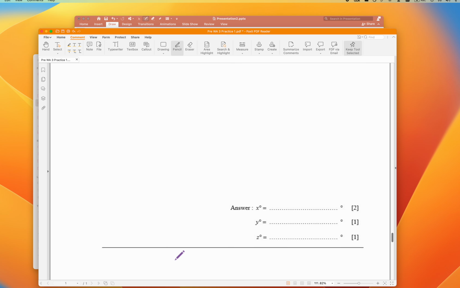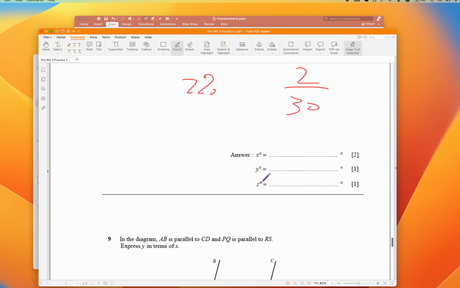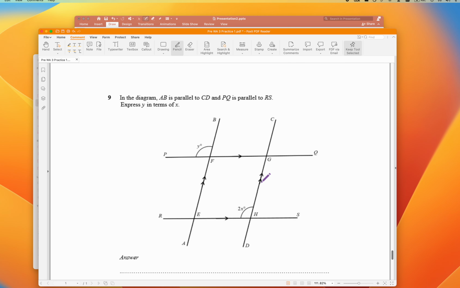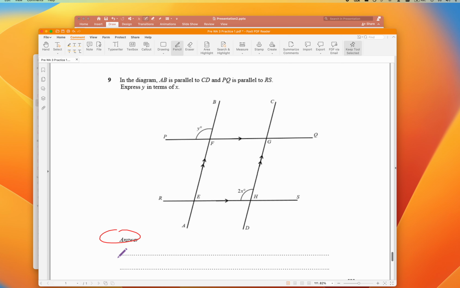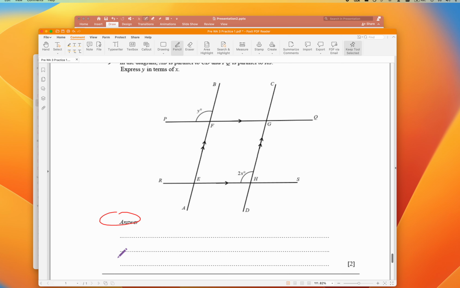If each question you lose 1 mark, you're finished. So 4 marks, 2 marks gone, another 7% gone. Without reason, another 7% gone. You better show your working. They say what? Express y in terms of x. They ask you to answer and explain. You didn't explain. I don't know how to explain. They literally showed it. How to explain?